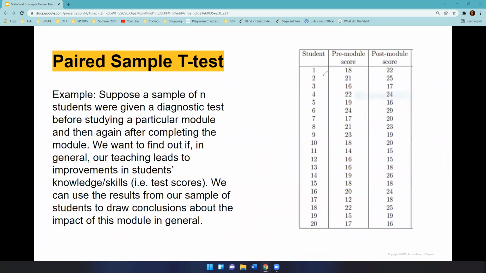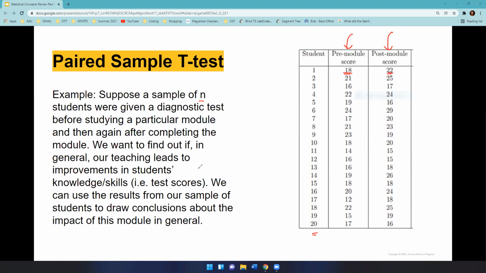Suppose a sample of n students. Like there are 20 students, and this is the score of the students before the module. Before studying the module, the teacher asked them to take the test, and after the students have seen the particular module, they were asked to take the test again. So this is the pre-module score, this is the post-module score, and it is of the same students. Like the group remains the same. So this would be paired sample t-test because the same student is taking the pre-module test and the post-module test.